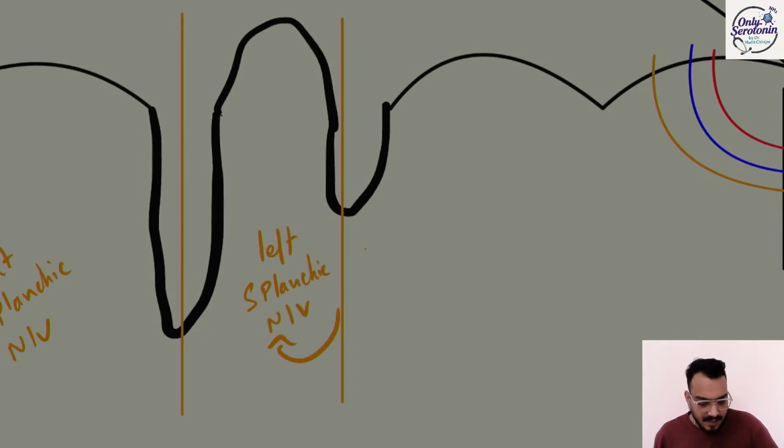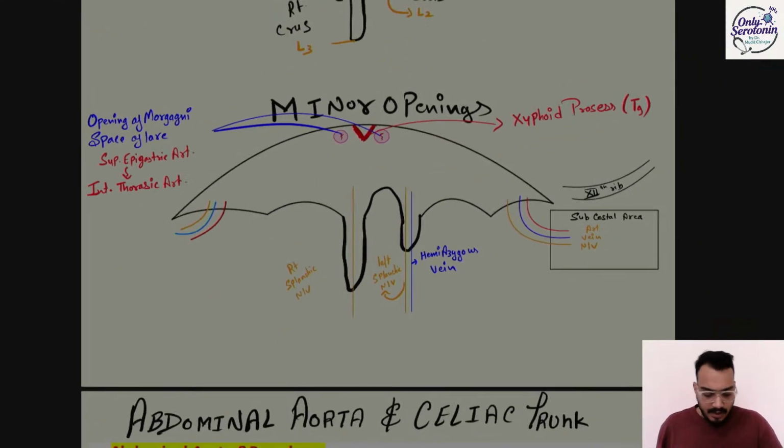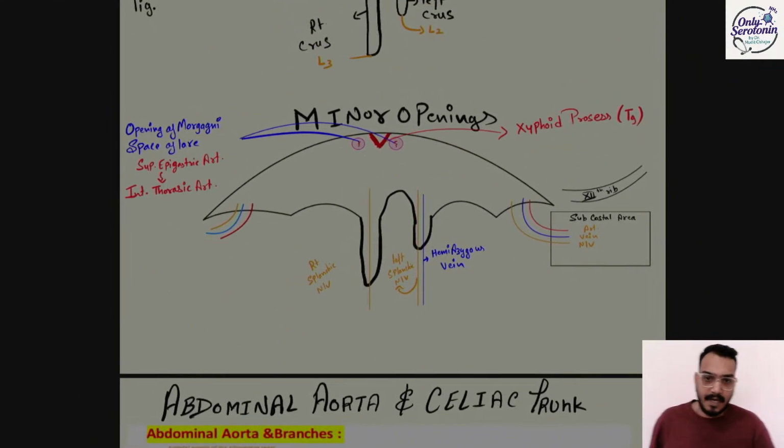As well as one vein is also going to come from here, guys. The name of this vein, we have already discussed, that is your hemiazygous vein. Then, guys, all these are my minor openings.